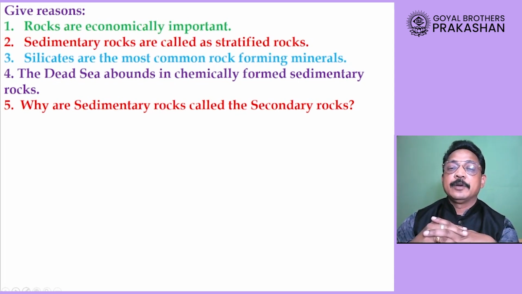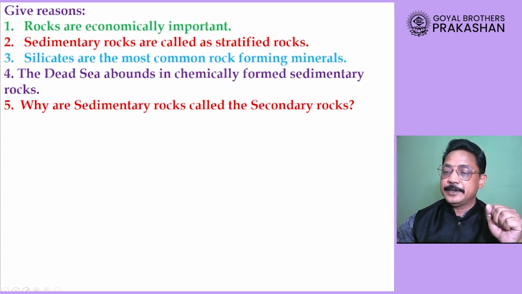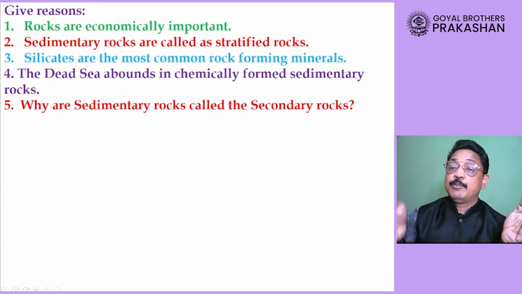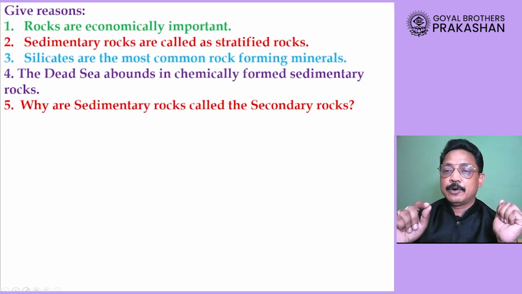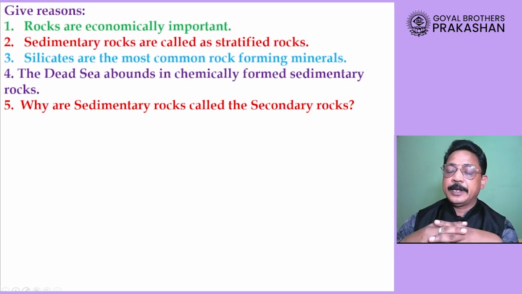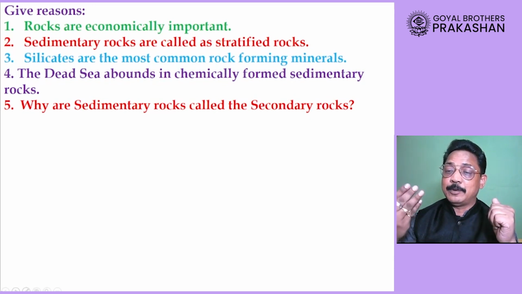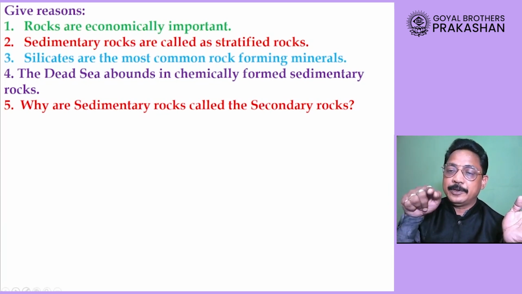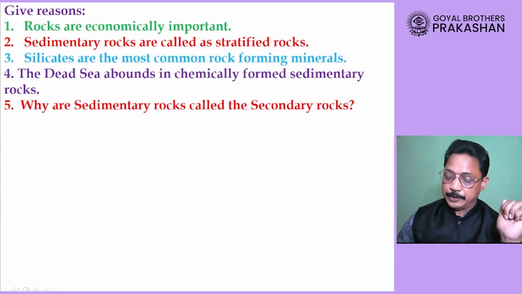Question 5: why are sedimentary rocks called secondary rocks? The answer is very simple. They are called secondary rocks because they are formed from the primary rocks called igneous rocks. Igneous rocks start getting disintegrated, broken down into small pieces called sediment, and from this sediment, over a period of time, sedimentary rocks are formed. So they are formed after the formation of primary rocks, therefore they are secondary rocks.